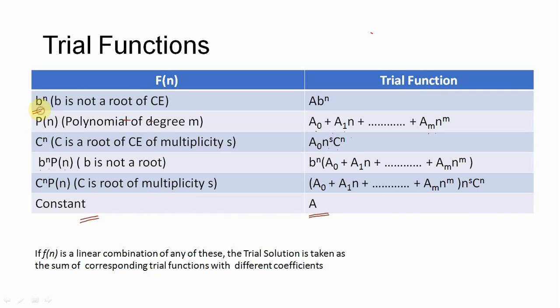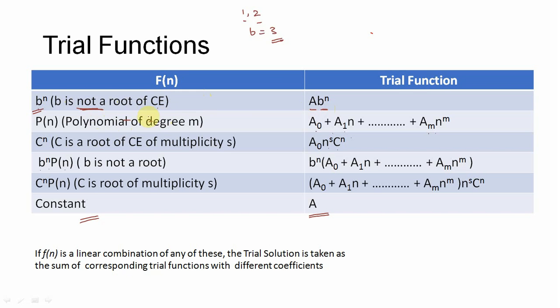where b is not a root of the characteristic equation, say for example, if the roots of the characteristic equation are 1 and 2, and we are getting b as, let us say, 3, then this will be this particular case. So b is 3 where the roots are 1 and 2. This will fall under this category. So for b to the power n, where b is not a root of the characteristic equation, the trial function will be of the form A b to the power n.